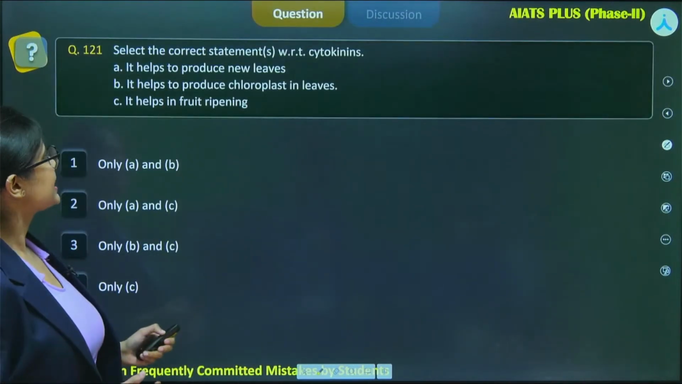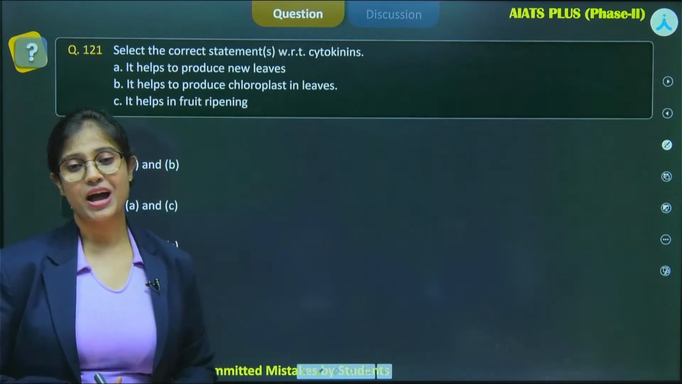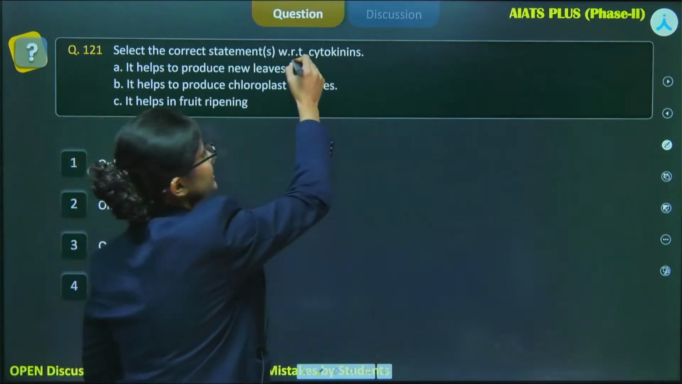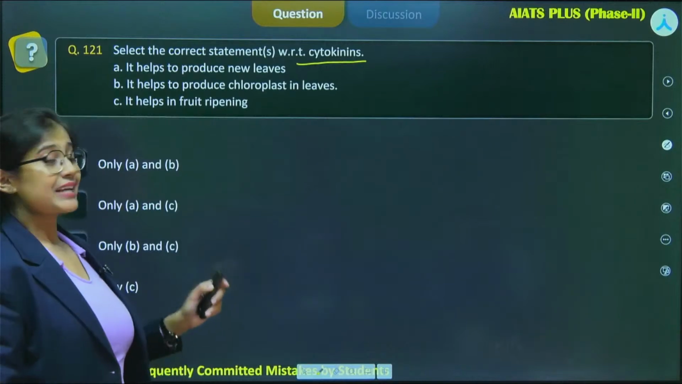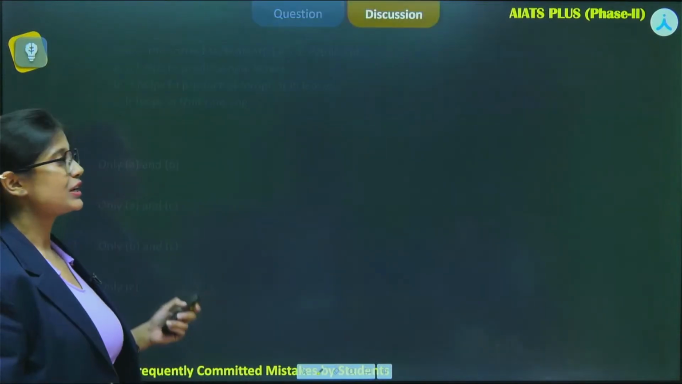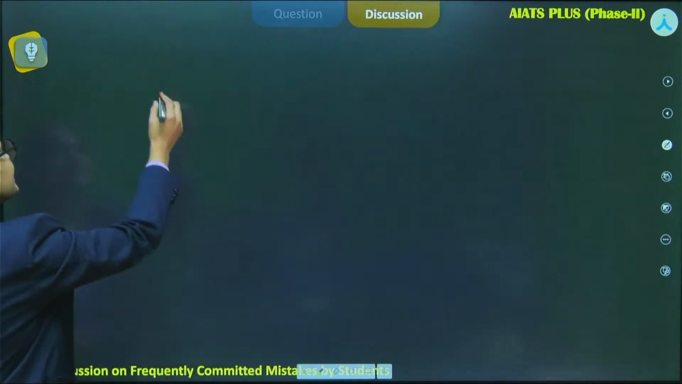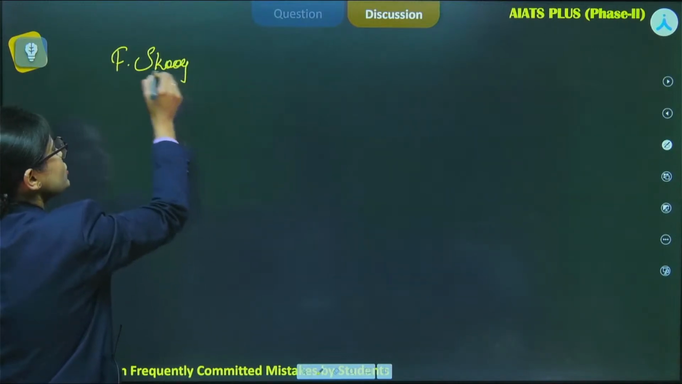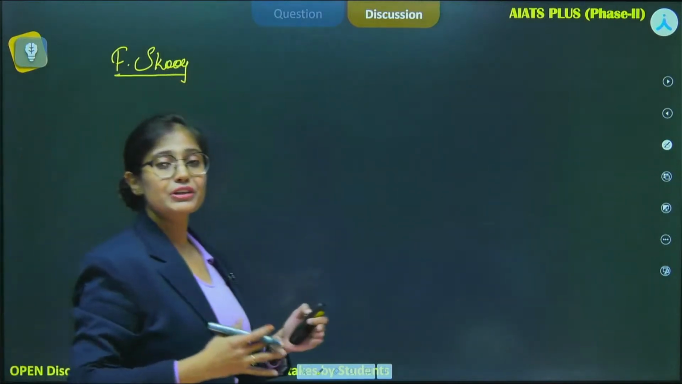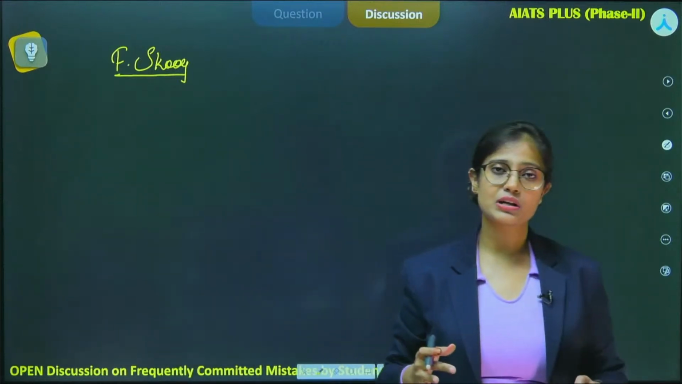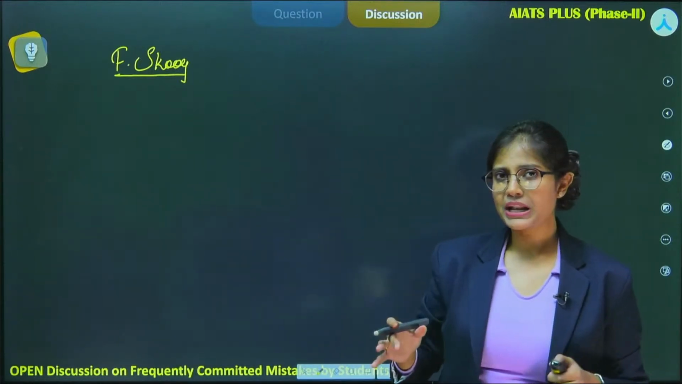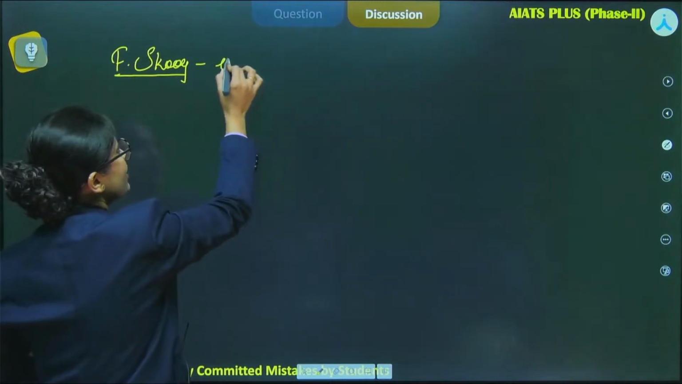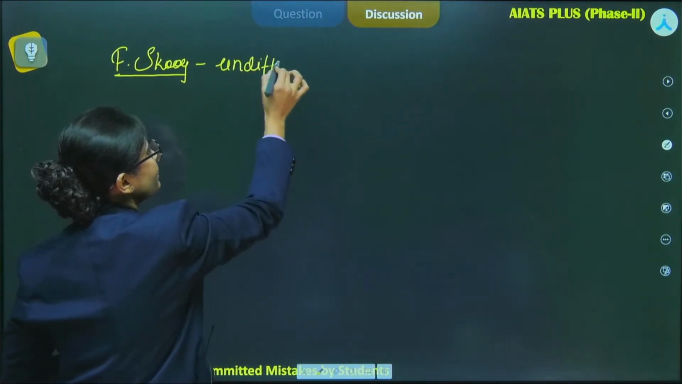Okay, let's proceed to the next question, which is from plant growth and development. This question is basically asking about cytokinin. Cytokinin is a plant growth hormone. If we talk about cytokinin, there is one scientist known as F. Skoog, who was the first one to observe that an undifferentiated mass of cells is formed in tissue culture when he put coconut milk in the tissue culture along with auxin. So he basically observed an undifferentiated mass of cells.